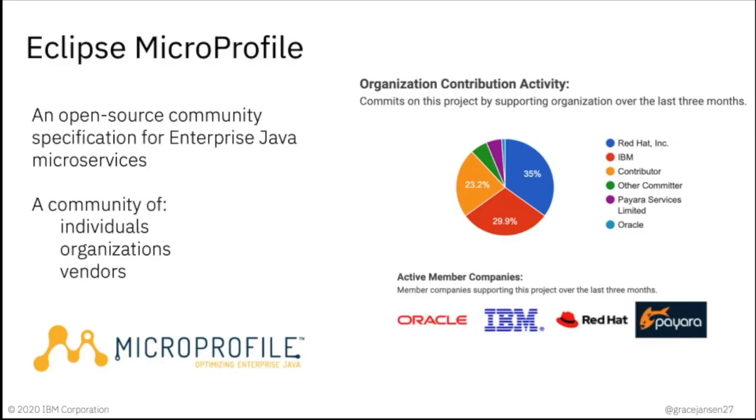For those of you who've not come across MicroProfile before, Eclipse MicroProfile is an open source community specification for enterprise Java microservices. So it's really all about providing APIs and specifications that you might need if you're using enterprise Java but want to be building a microservices-based application or system. And as we said, it's a community specification. So the development of this specification has been driven by a huge array of individuals, organizations, and vendors. So it's really being created by the community for the community.